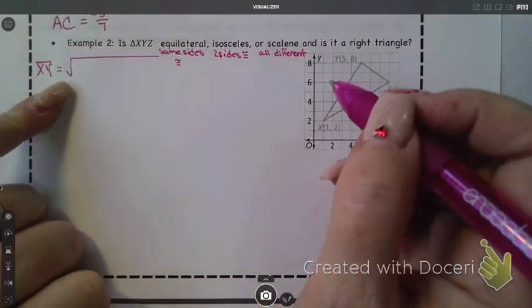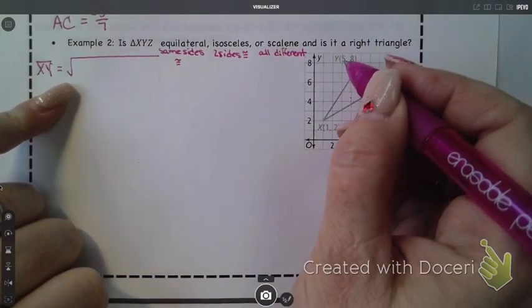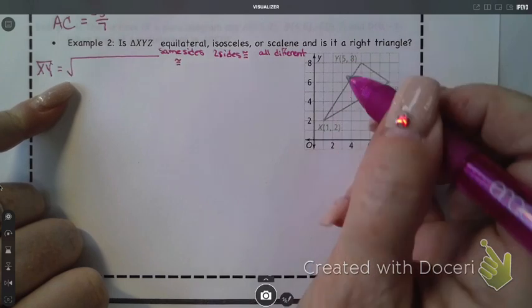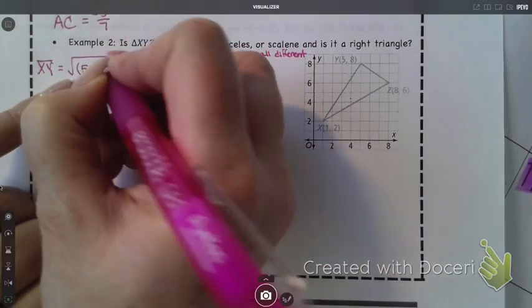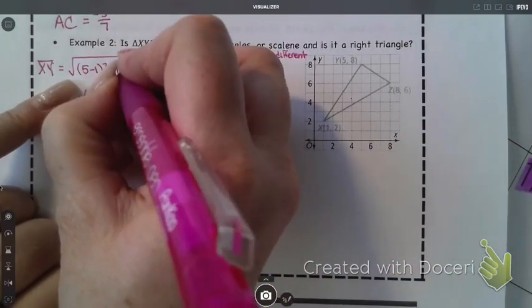Okay, so XY. I'm just going to go from top to bottom again. So 5 minus 1 squared plus 8 minus 2. Am I going too fast?